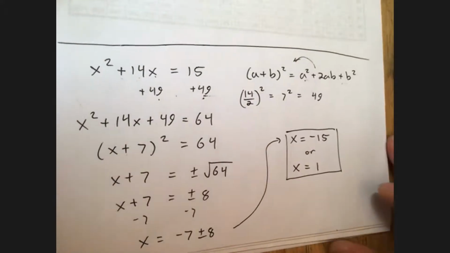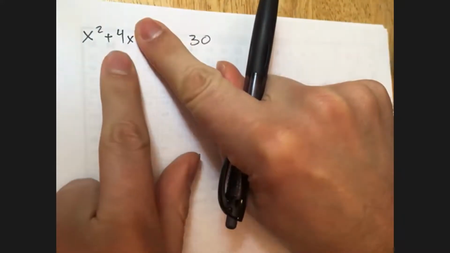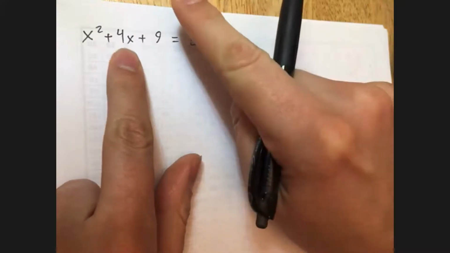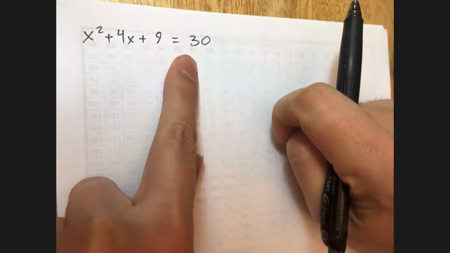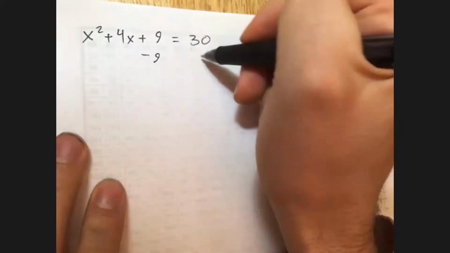So let's do another one. We're going to do x squared plus 4x plus 9 equals 30. There's two approaches here. I can just ignore the 9 and just look at this stuff and ask, okay, well, what do I have to add to both sides, and just add it to both sides. Or it might be cleaner if I just subtract the 9 from both sides first, so that it looks like the previous problems. Okay, so let's do that. Let's subtract 9 from both sides first.